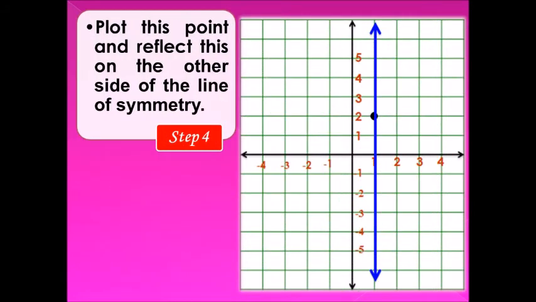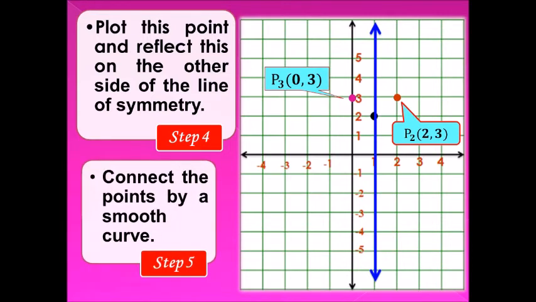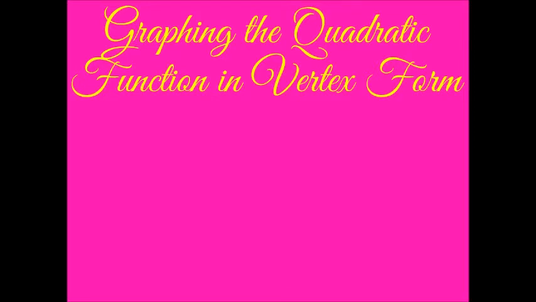Step 4. Plot this point, which will become our point 2, and then reflect this point on the other side of the line of symmetry, and this will become our point 3. And step 5. Connect the points by a smooth curve. And this is the graph of the function y = (x - 1)^2 + 2. That is how to graph the quadratic function in the vertex form.